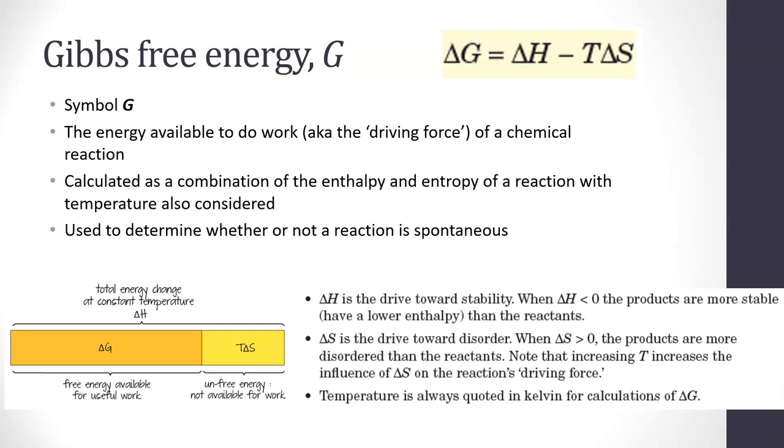Increasing temperature increases the influence of delta S on the reaction's driving force, because remember, increasing temperature will always increase the entropy. So this will increase the effective weight of entropy in this balance of the energy in the system. Temperature is always used in Kelvin for calculating delta G. So delta G is our energy available to do useful work.